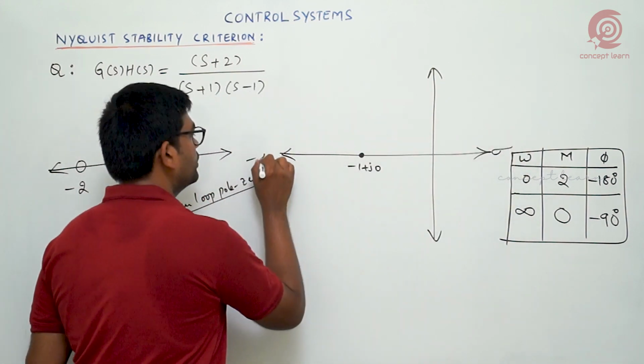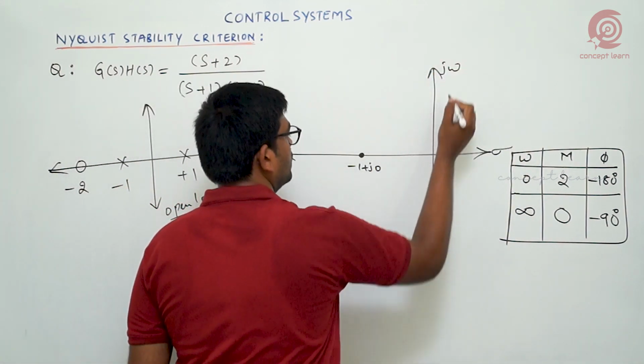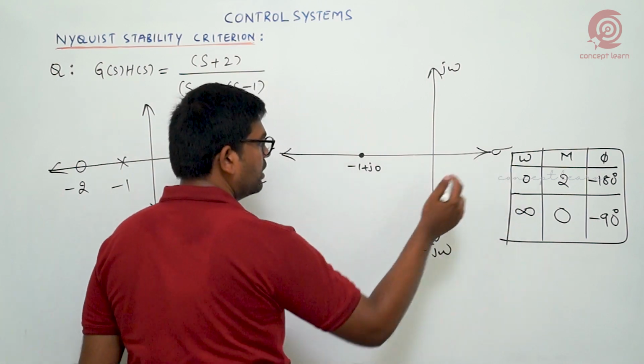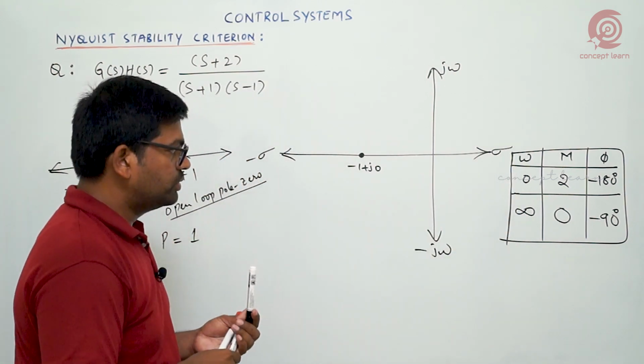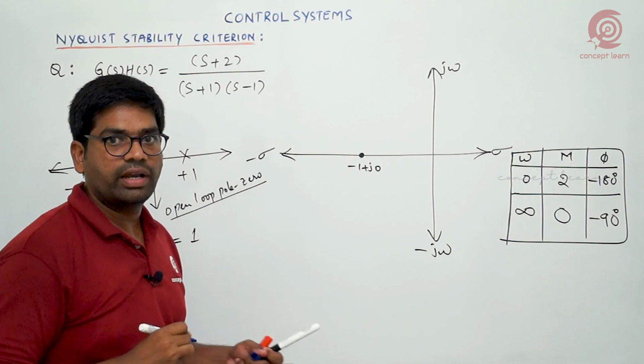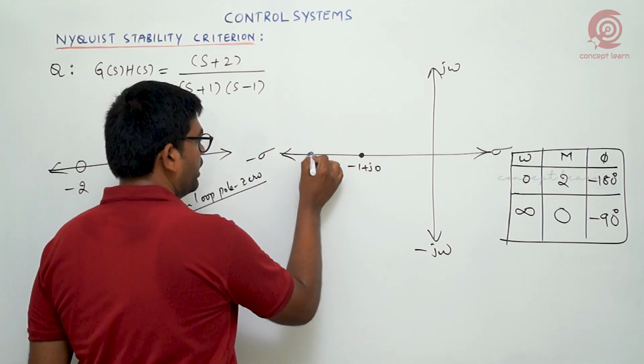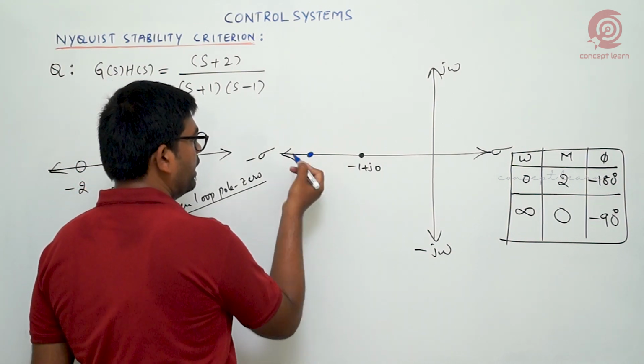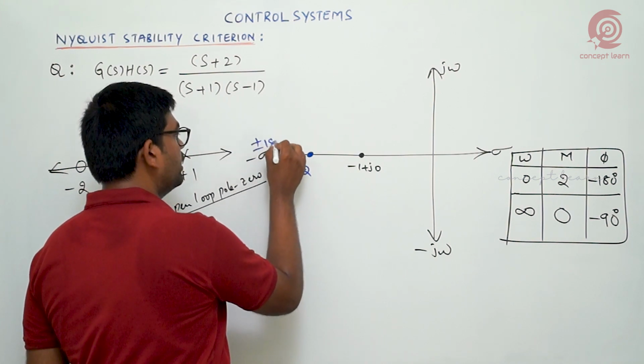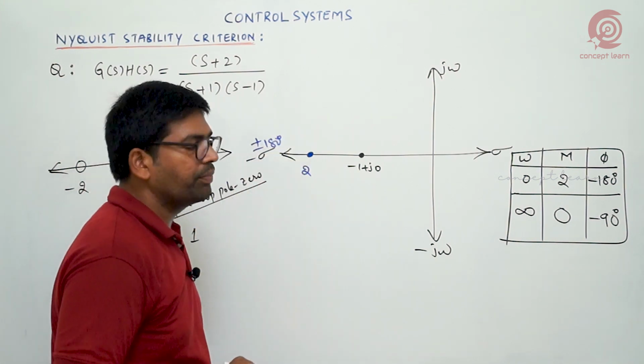Positive real axis, negative real axis, positive imaginary, negative imaginary. So where is that point located? 2 at an angle of minus 180 means it is located at this position. 2 at an angle of plus or minus 180 indicates this negative real axis only.